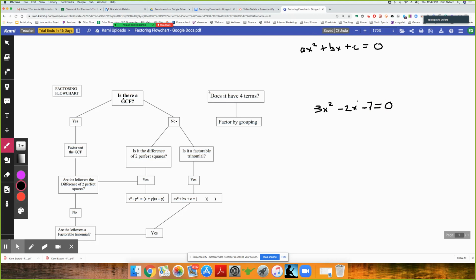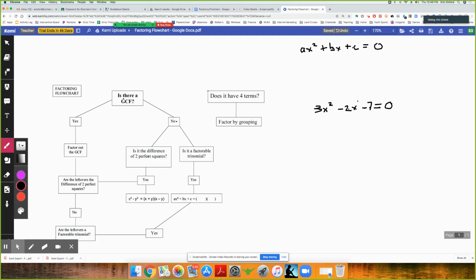So we go up here to our factoring flowchart. We want to see if we can factor it. That's the reason why we check the factoring flowchart. The other thing, you wouldn't use factoring if you could solve it more efficiently by using the square root method. That would be the first thing. Right now, none of these are perfect squares, so we wouldn't use the square root method.